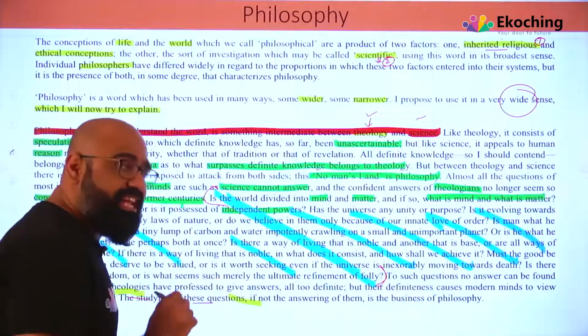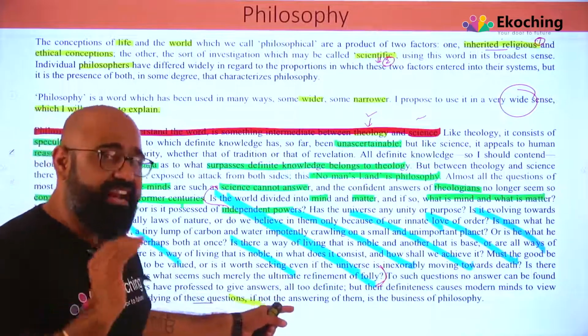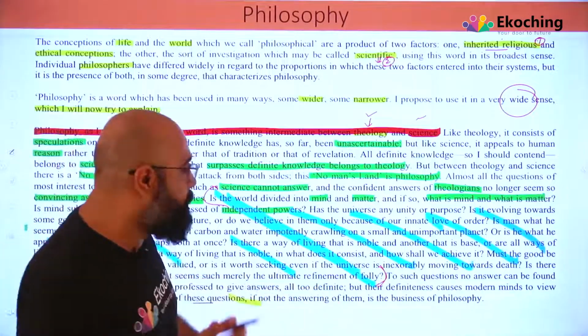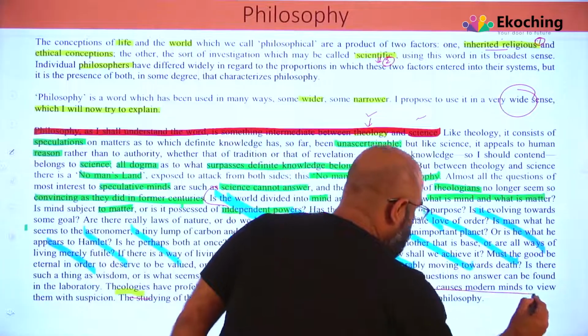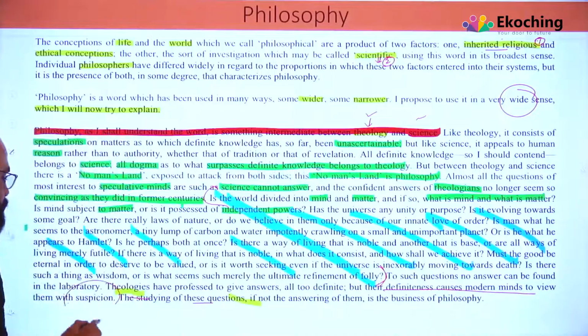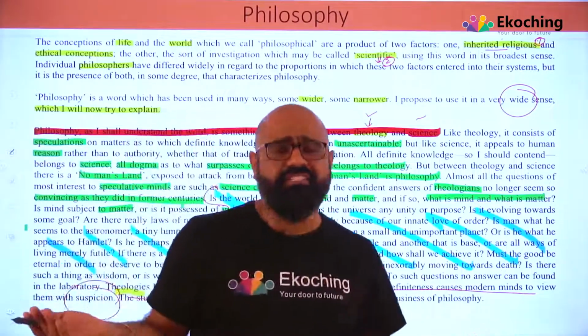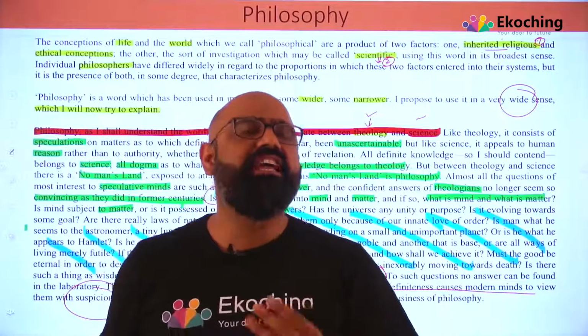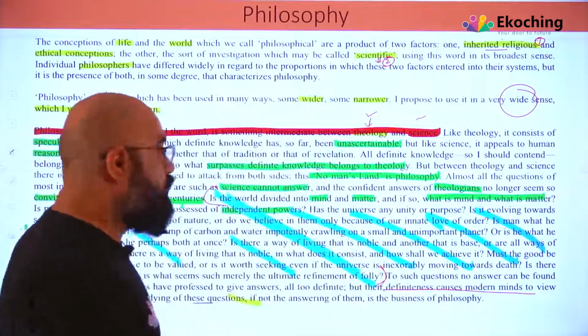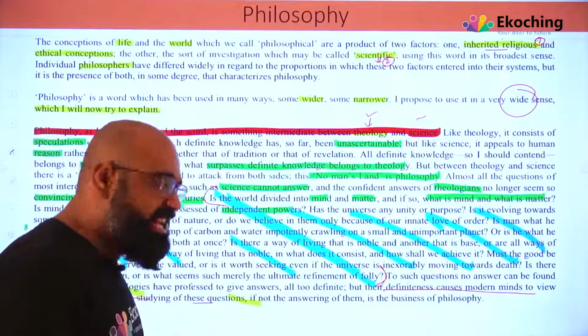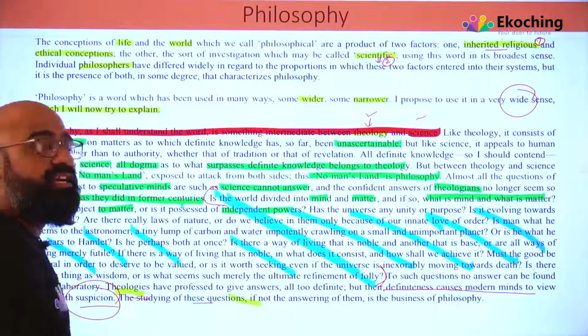Theologians have professed to give answers. They tried to give answers all too definite, but their definitiveness causes modern minds to view them with suspicion. They tried to prove it, because it is not there in science, but again the modern minds, the millennials, basically view them with suspicion.